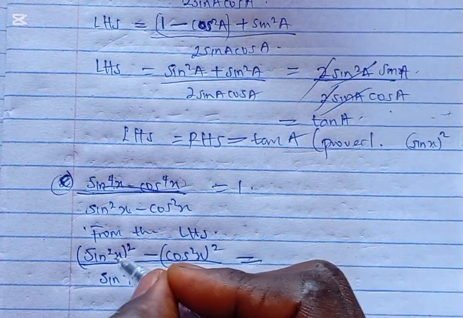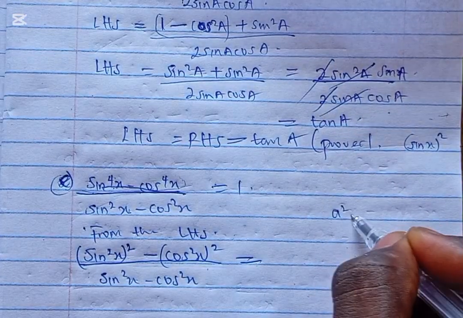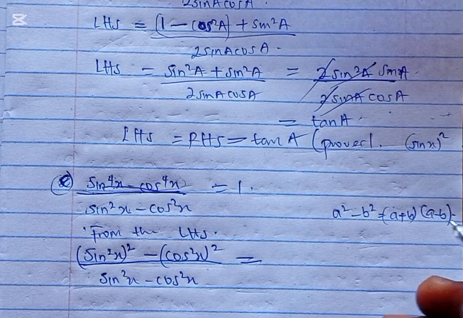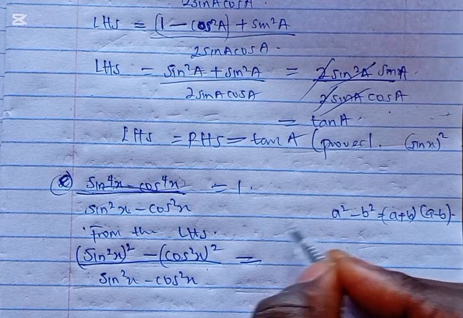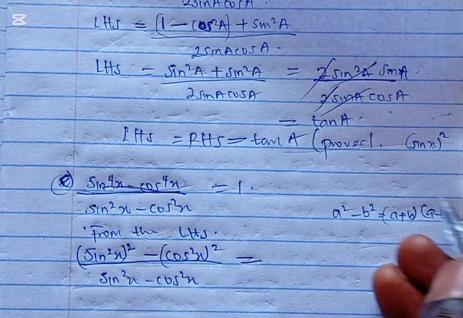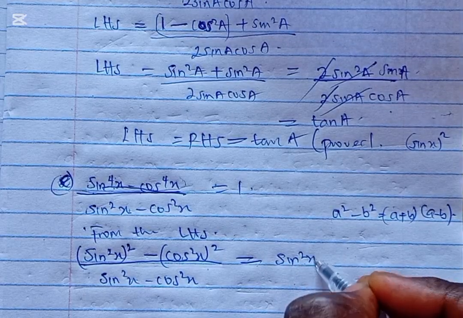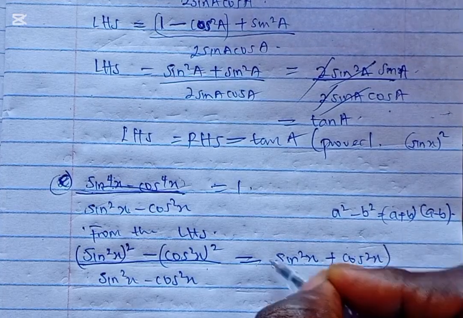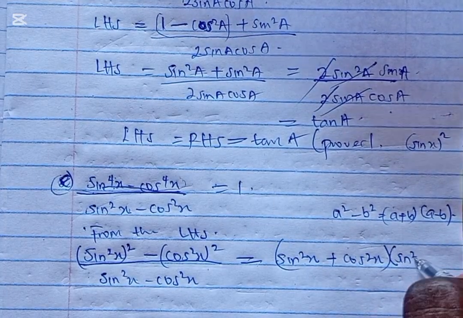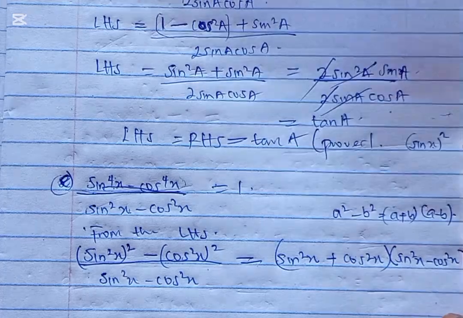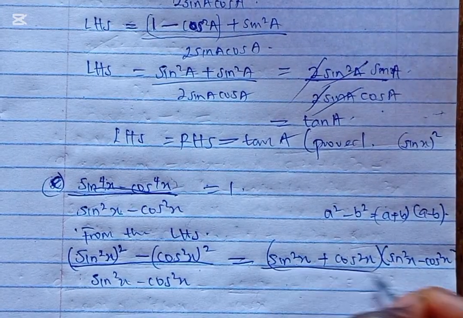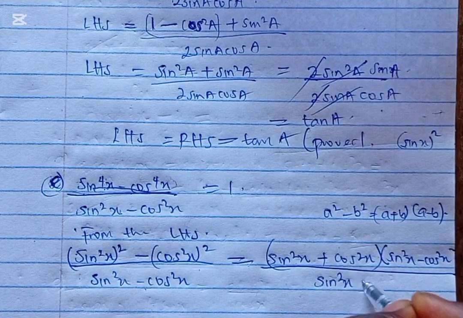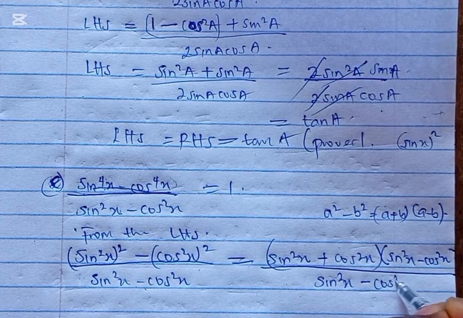Okay, now if you remember the difference of 2 squares, a square minus b square will give me a plus b, a minus b. Do you remember? Okay, now this is our a and this is our b. So I will just say that sine square x, because that's what is inside the bracket, plus cos square x into sine square x minus cos square x, everything over sine square x minus cos square x.